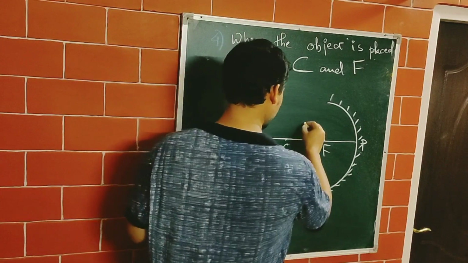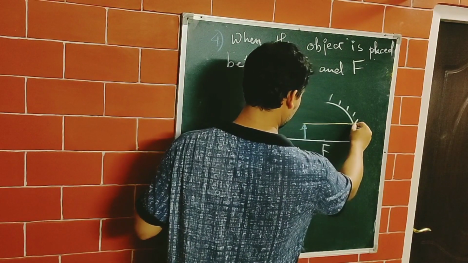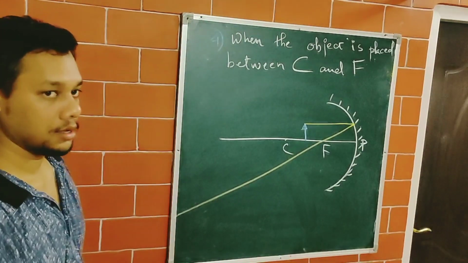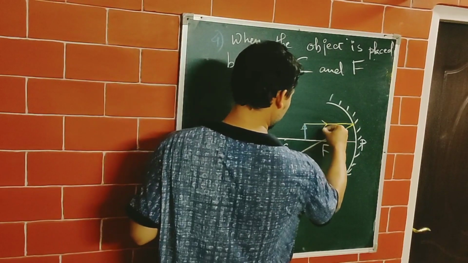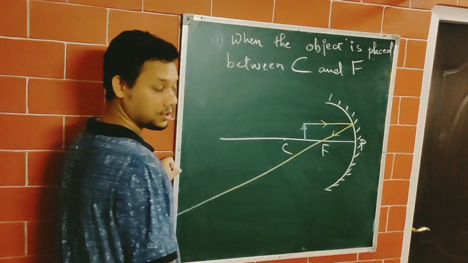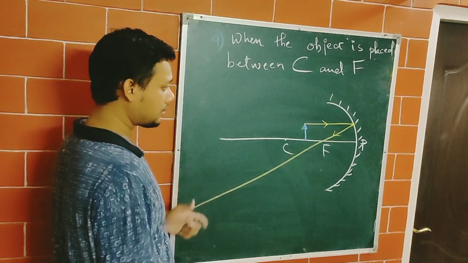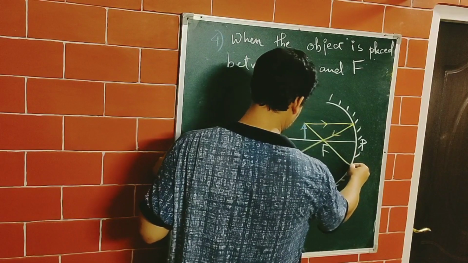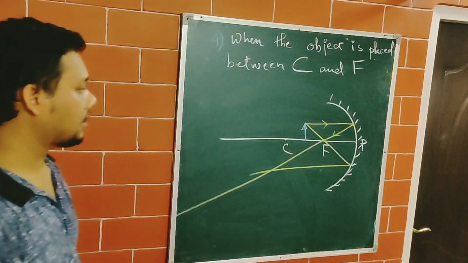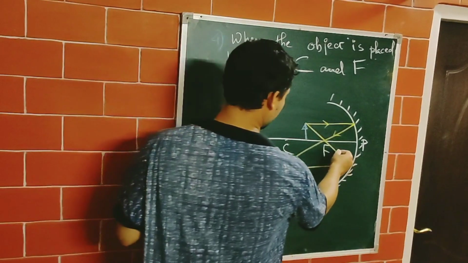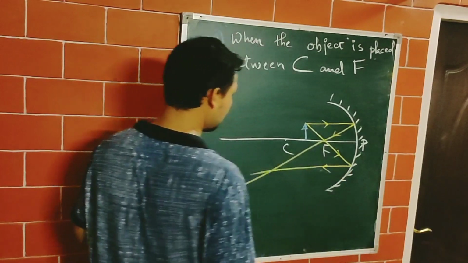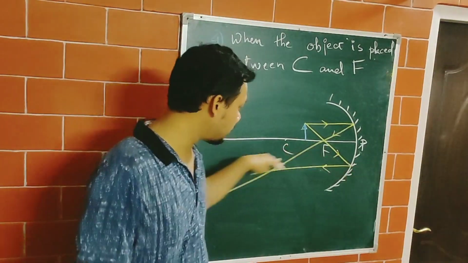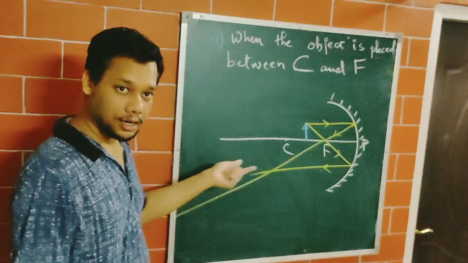A ray passing parallel to the principal axis, after reflection, will pass through the focus. Show the arrows, show the diagram, show the direction of the ray, where it is traveling. A ray passes through the focus, after reflection, it will pass parallel to the principal axis.